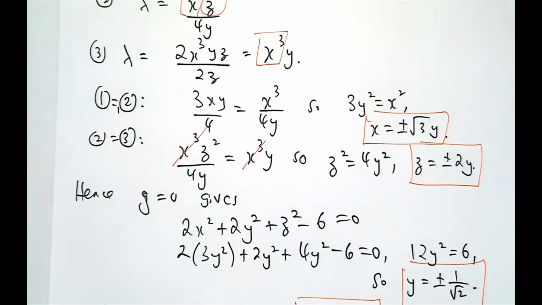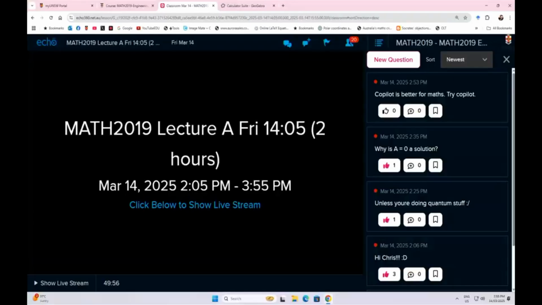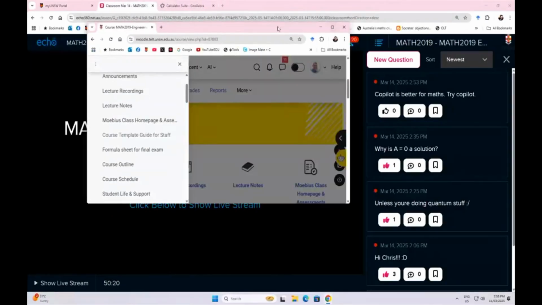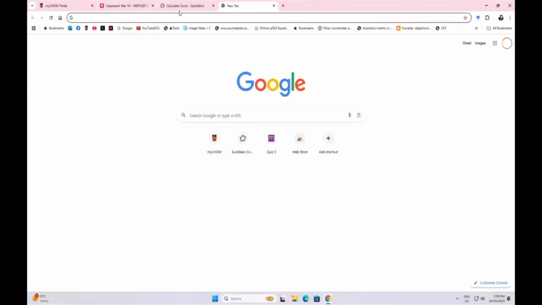Here we go. The debate's on. Copilot is better for maths. Try Copilot. I've tried Copilot. It is the UNSW endorsed GAI. Do you know this? Yeah. I would say for me, it's not very good. But maybe there's other ways to use it that I'm not aware of. Okay? So, hang on. So yeah, try Copilot, definitely.